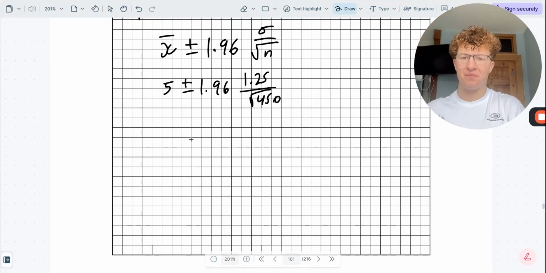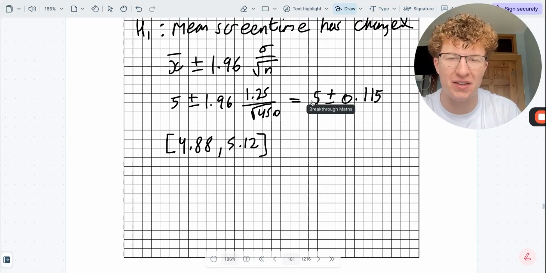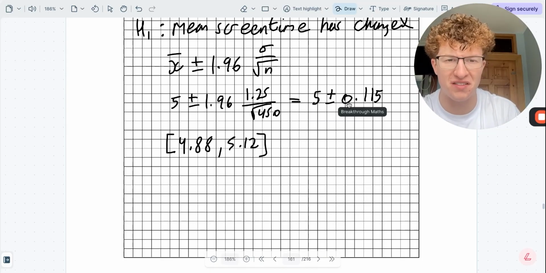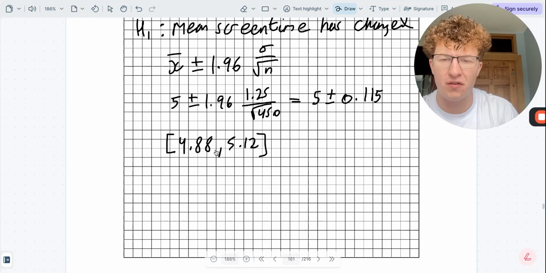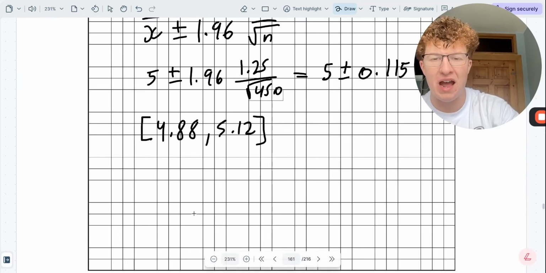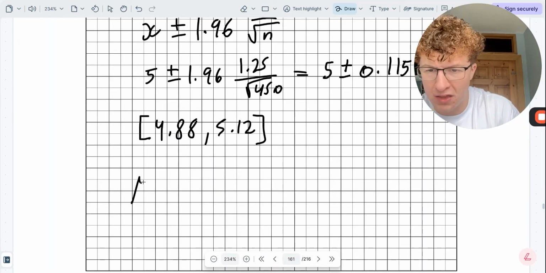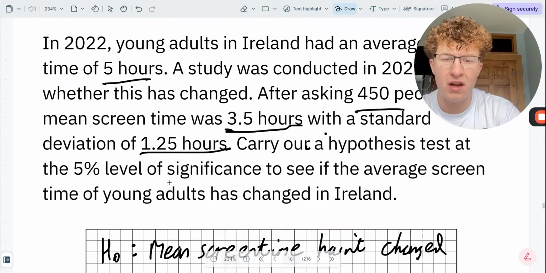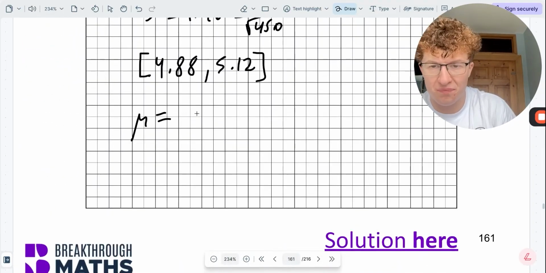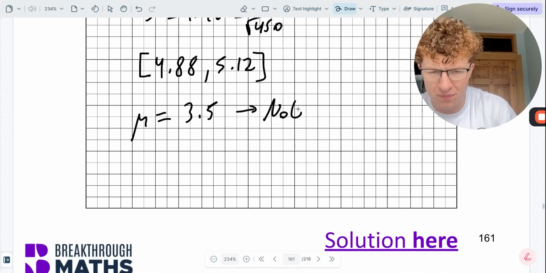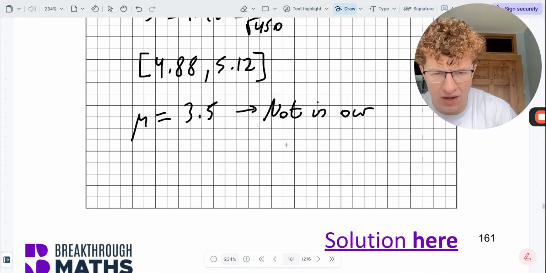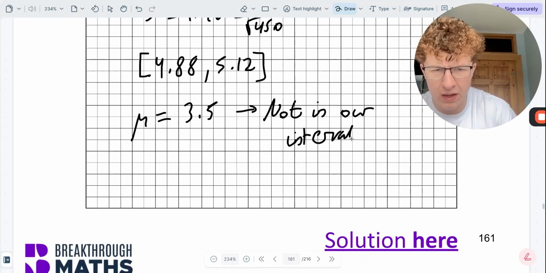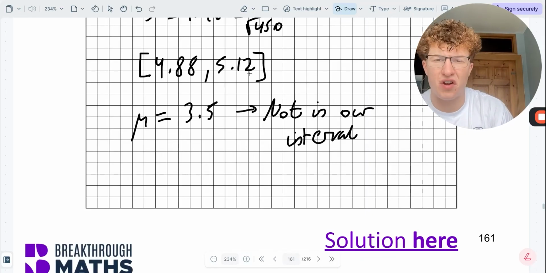So let's calculate that. When we calculate that, we're going to get 5 plus or minus 0.115. So the interval is going to be 4.88 hours and 5.12 hours. But the mean we got, if we go look back up here, it was 3.5 hours. The mean was 3.5 hours. That is not in our interval. Our interval is between 4.88 and 5.12. The mean of 3.5 hours is not in this interval.